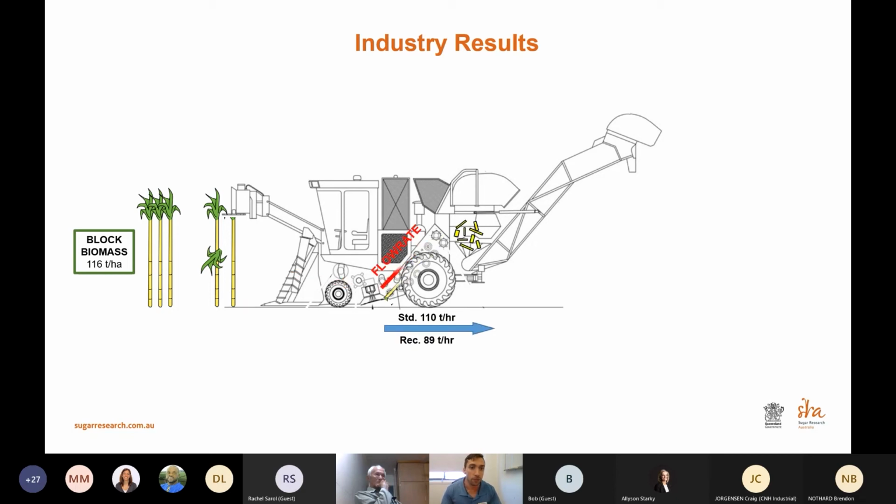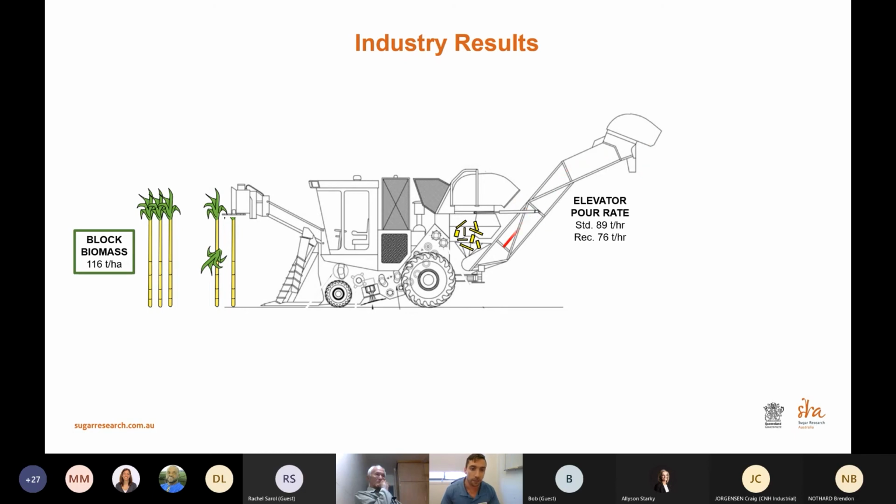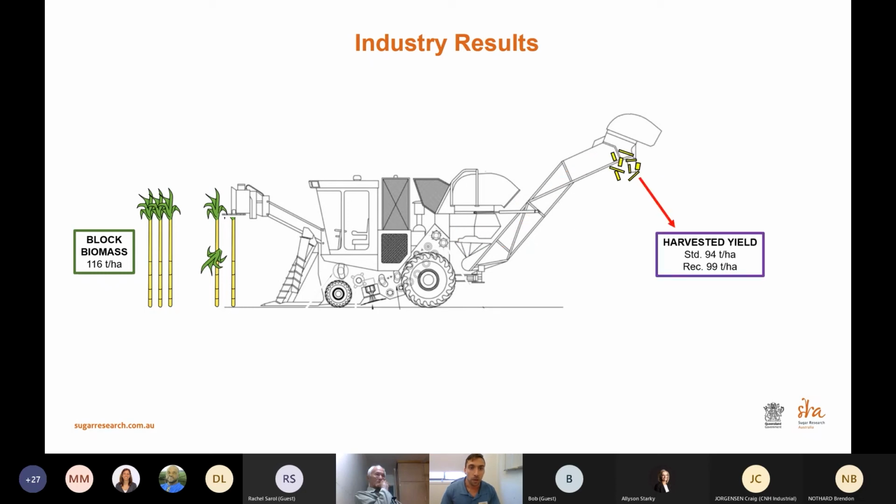That reduced flow rate through the machine from 110 to 89, which meant that we had to slow fan speed down from around 800 RPM to 700 RPM. Now, sugar loss reduced from 700 kilograms to 550 left on the ground, and elevator flow rate obviously reduced as well with the reduction in ground speed. This changed the harvested yield from standard practice of 94 tonnes per hectare to 99.